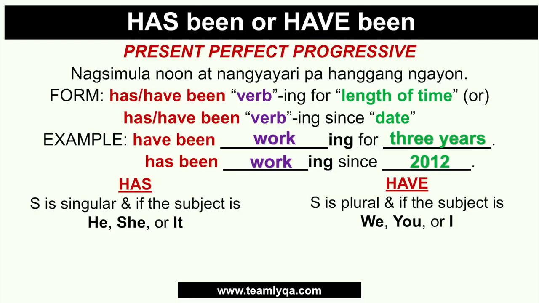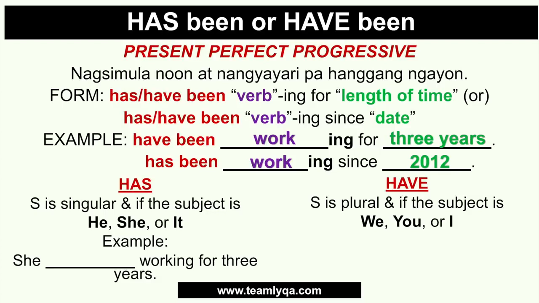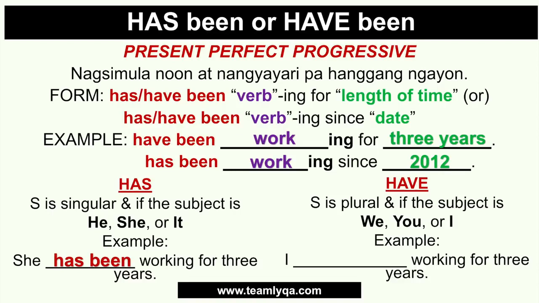Which means, if you have a sentence like this, she blank working for 3 years, the answer would be, she, dahil she ay isa lang, she has been working for 3 years. Kung ang example mo naman looks like this, so I, and again, ang I kasi ang count niya is plural, you would choose I have been working for 3 years. Now, again, like I said, pareho naman sila ng form. Yung isa is just she, yung isa ay I. Pareho silang present perfect progressive.